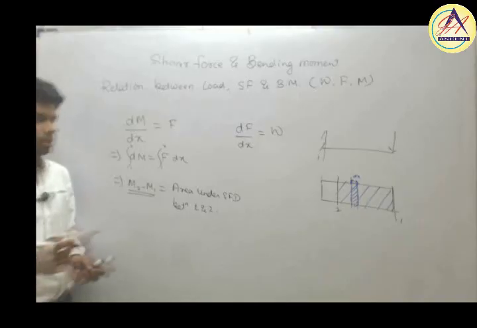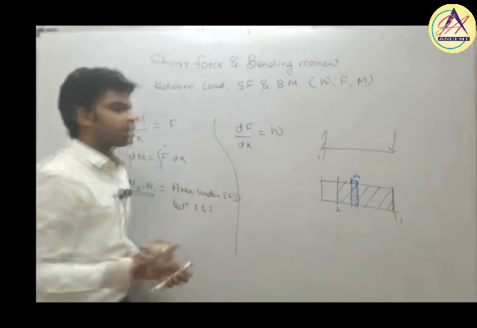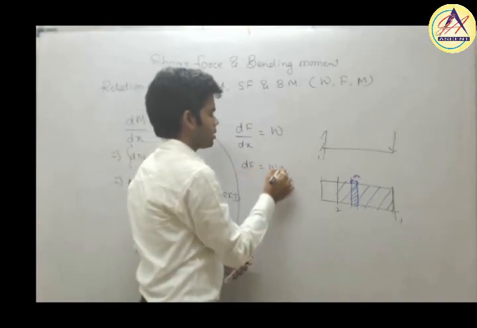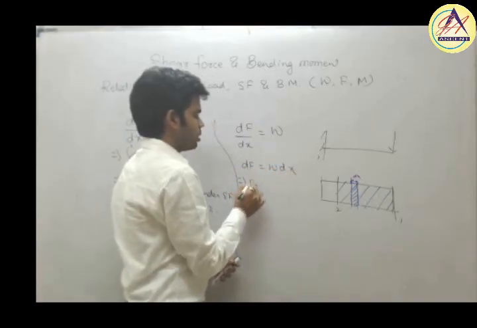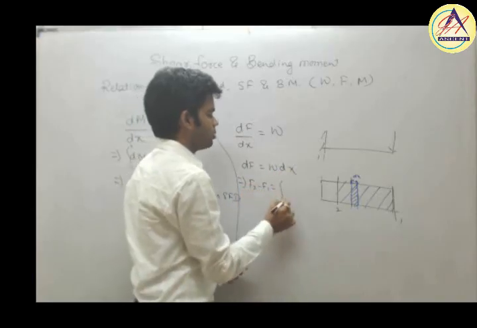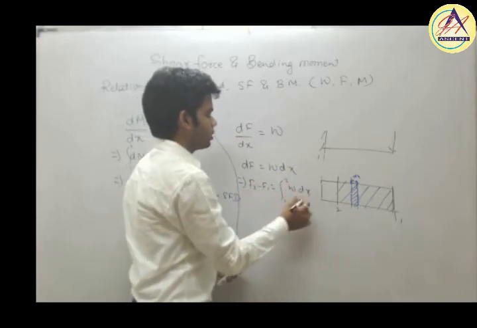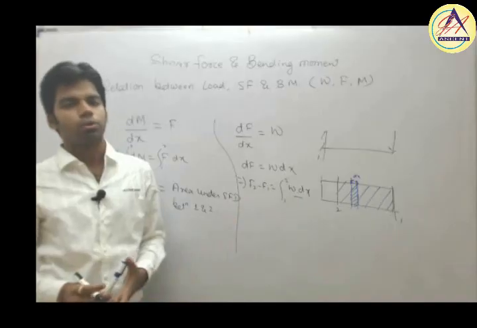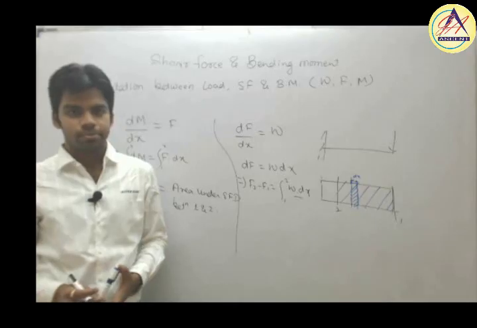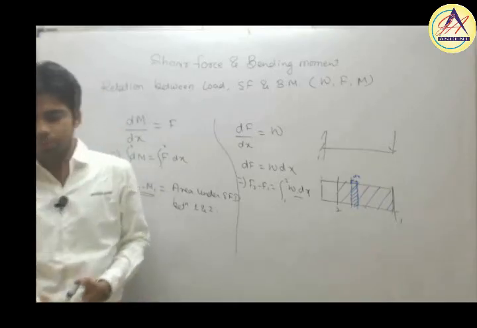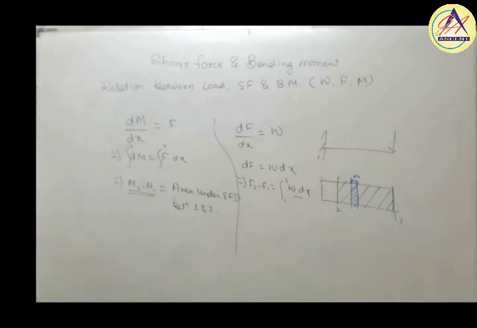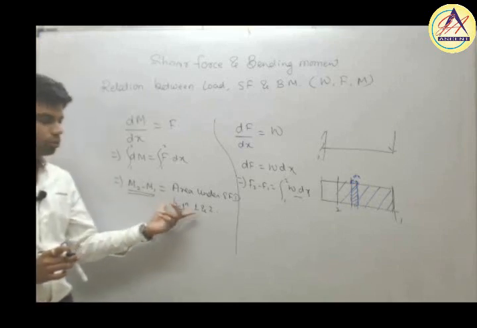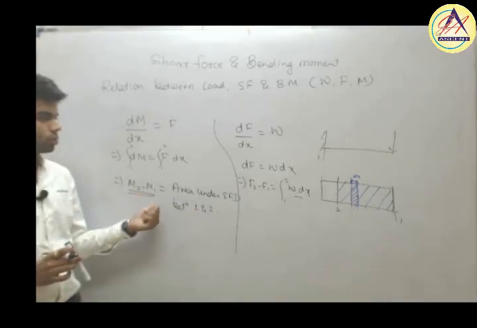Getting this? First thing. Second thing, dF by dx is equal to w, or similarly dF is equal to w into dx. Or F2 minus F1 is equal to the integration from 1 to 2 of w into dx. That means the change in shear force between 2 points is equal to the area under the loading diagram between those 2 points. Clear or not? Okay, so these are the relations. This is the first important point, that the change in moment between 2 points is equal to the area under the shear force diagram between those 2 points.